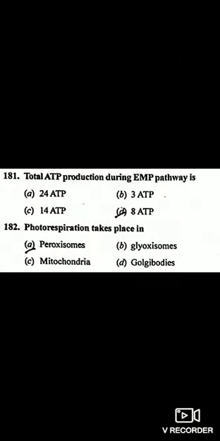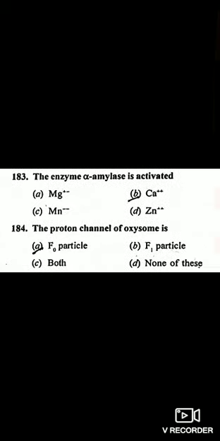181, the total ATP production during the EMP pathway is 8 ATP. 182, photorespiration takes place in option A, peroxisomes. 183 question, the enzyme alpha amylase is activated by option B, calcium. 184, the proton channel of oxysomes is option A, F0 particle.